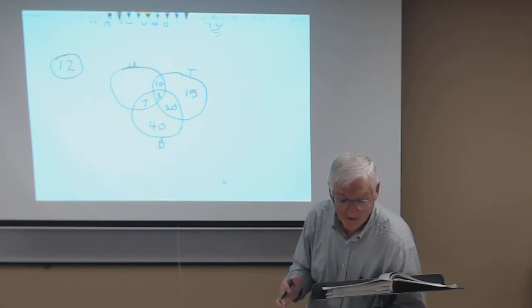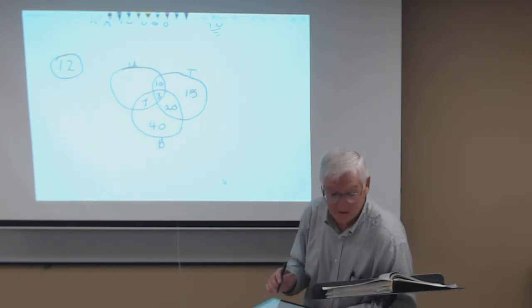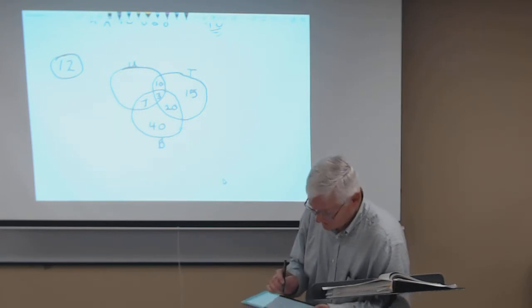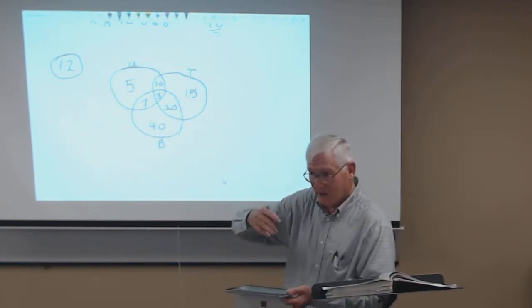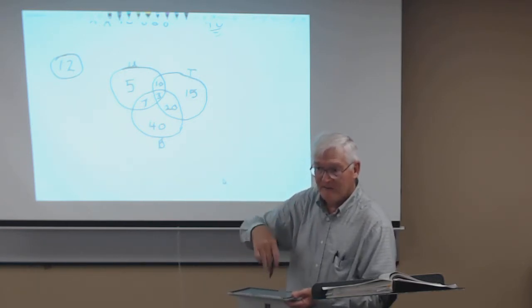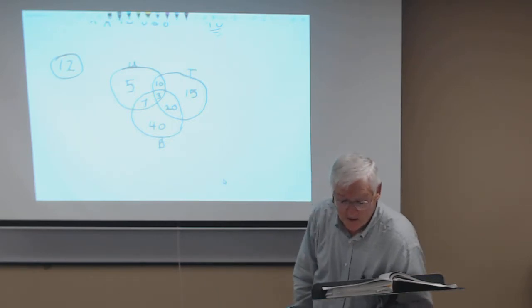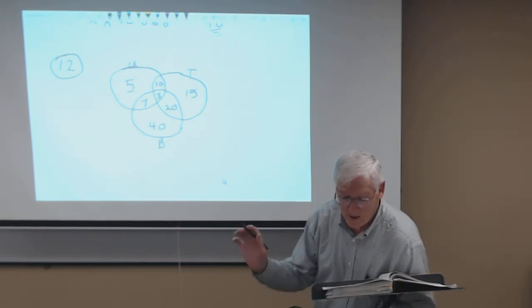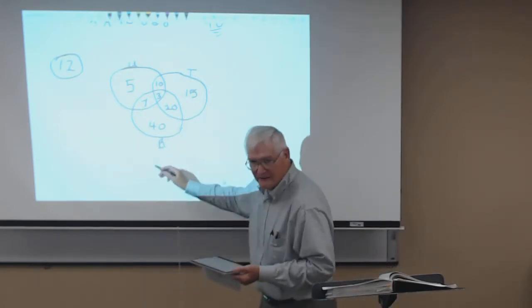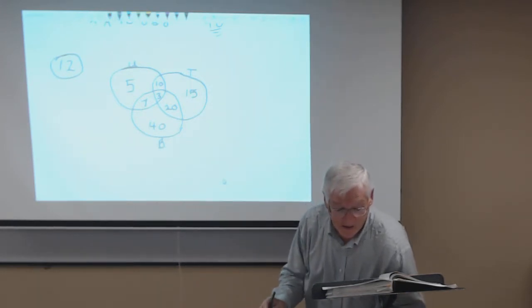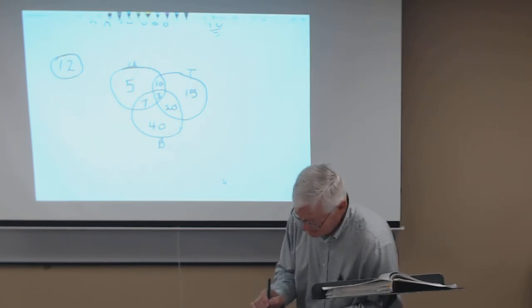And then the first sentence, 5 owned utilities only. So 5 out here. Now I've got all the regions filled in. Everybody see where we got the numbers for all these regions? So now we're ready to answer the questions. How many investors own bonds only? 40. So A is 40.